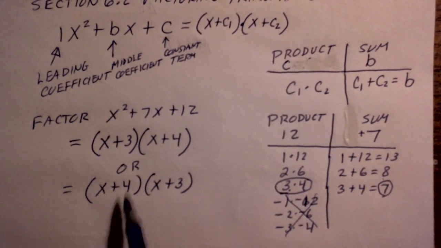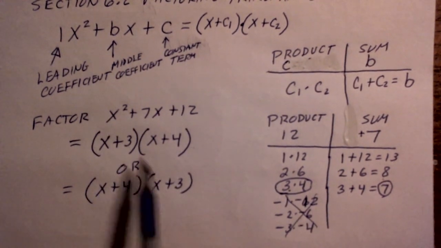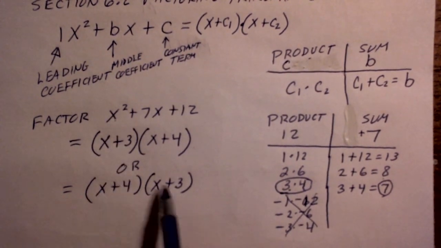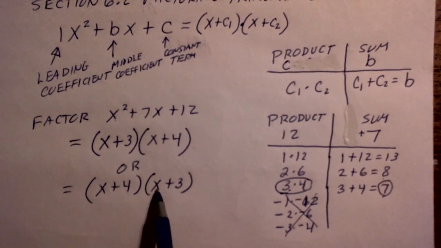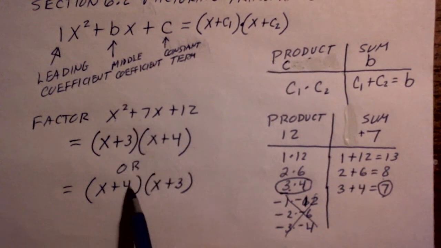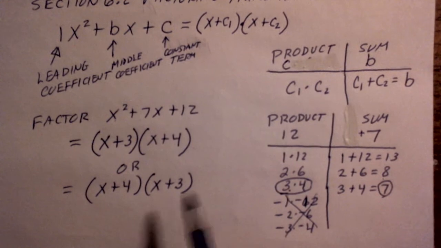And of course, to check your answer, if you FOIL this out, you would get back your trinomial. x times x would give you back x squared. x times 3 is 3x, plus 4 times x is 4x. 3x plus 4x is 7x. And 4 times 3 gives you 12. So this would be the correct factorization of that trinomial there.